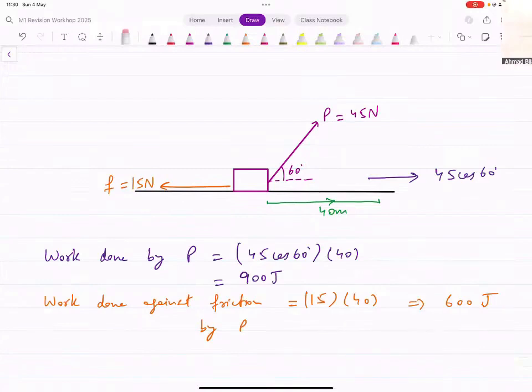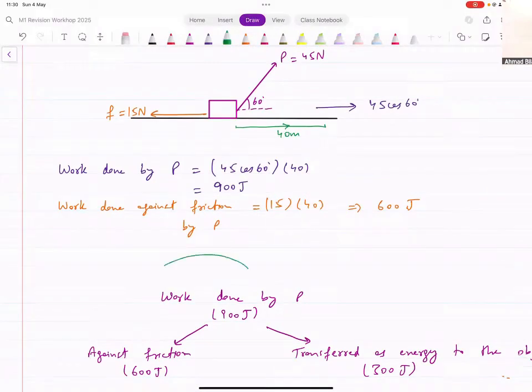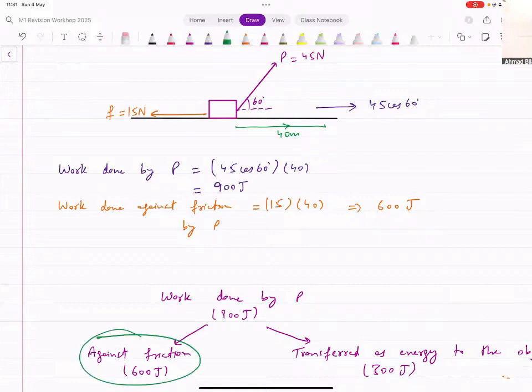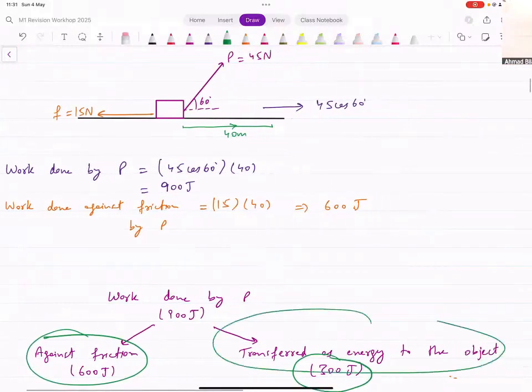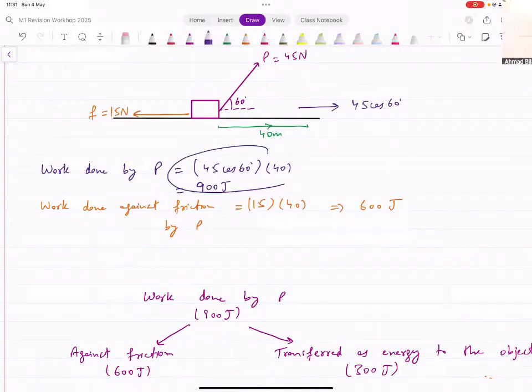Now, why did we not subtract this 600 joules from that 900 joules when we talked about work done by P? This work done by P is actually doing two things. The total work done is 900 joules. Number one, it's working against friction. So this is the work done by P against friction. Out of that 900, 600 is being used against friction. And the remaining, 900 minus 600, which is 300 joules, is being transferred to the object as its energy. And that is what is going to make the object move to the right side. So the total work done by P is simply calculated using the formula directly. That turns out to be 900 joules, but then some of it is used against friction, some of it is transferred as energy to the object. Yes, you could call it that.